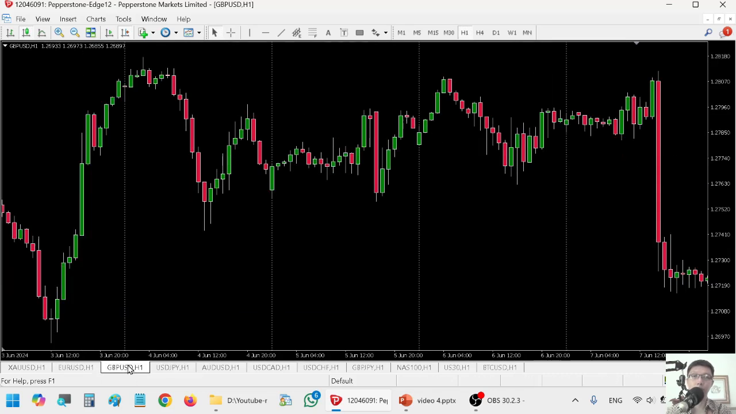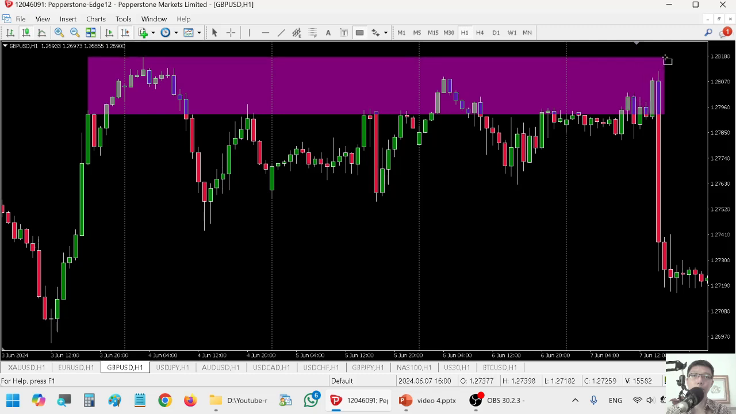Let's see GBP USD. This is an uptrend, and let's mark this. This is a resistance area. Why? Because sellers try to push to the downside. One push, two push, three push, four push. In this case, there is a fifth push, then price goes lower. Okay, one push, two push, three push, four push, five push.